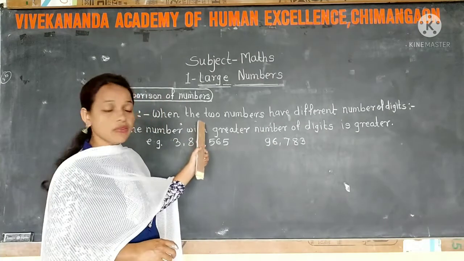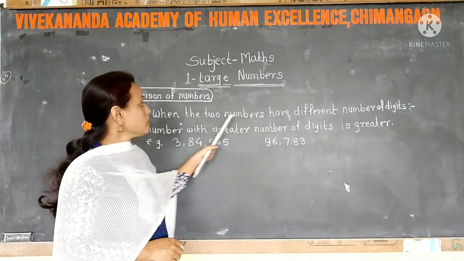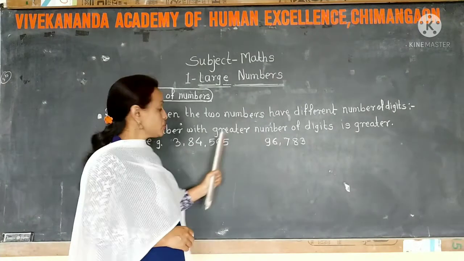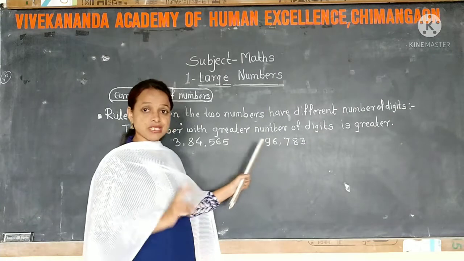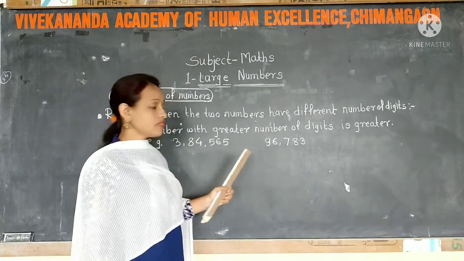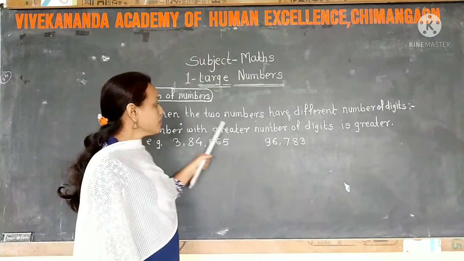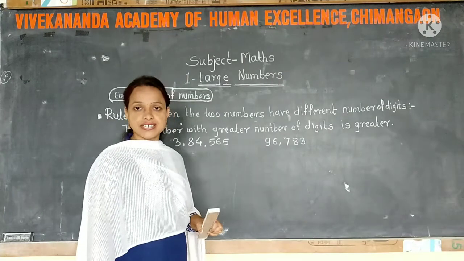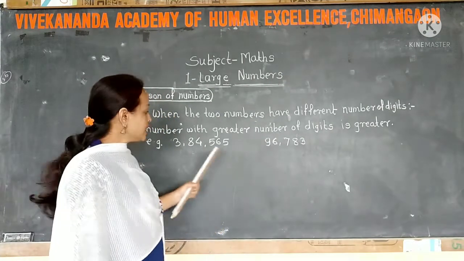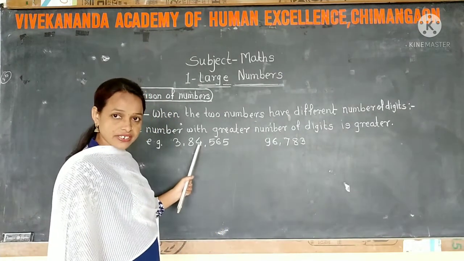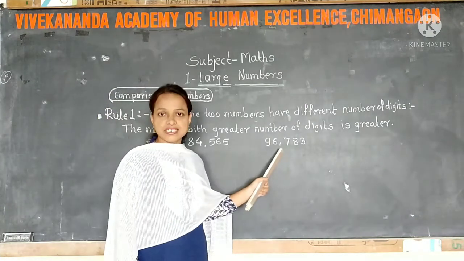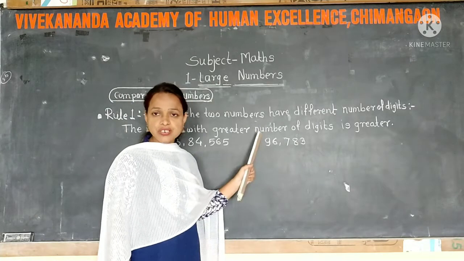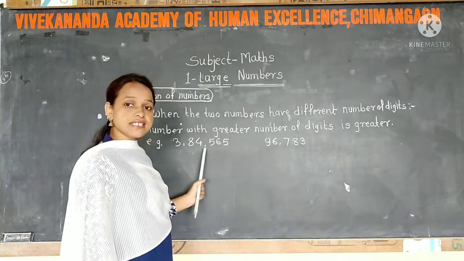According to our rule, when the two numbers have different number of digits, here one number is 6-digit and the other is 5-digit, so both have different number of digits. At that time, the number with the greater number of digits is greater. So obviously the first number is 6-digit, and the 6-digit number is greater than the 5-digit number.